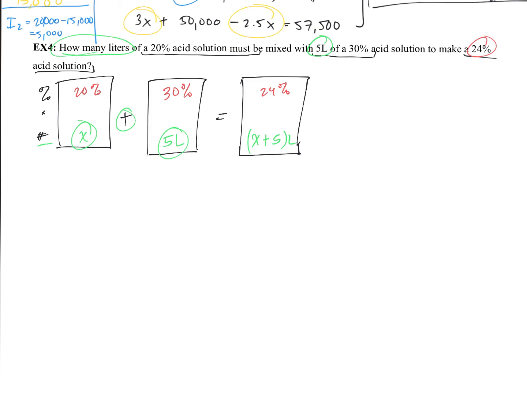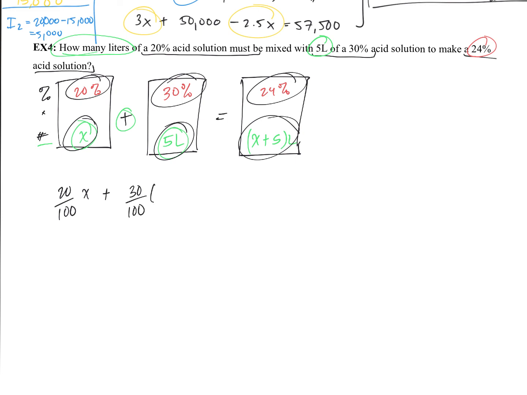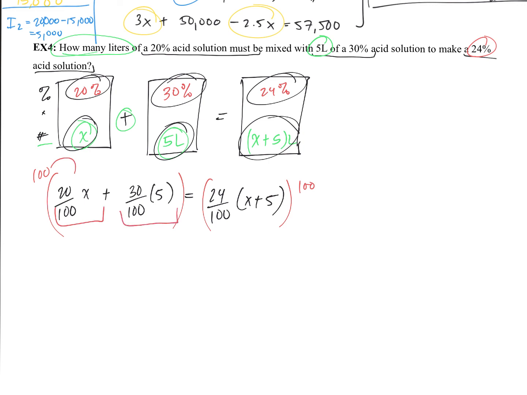Okay, and right there we can just pull from that our equation. So we'll have the 20% times the x, the 30% times the 5, equal to the 24% times the x plus 5. But we can't have percentages in equations, so we either have to write a decimal or a fraction, and I tend to like the fractions. Times the 5 equals 24 over 100 times the x plus 5. Okay, so now I want to get rid of the fractions. Go ahead, multiply both sides by 100 to get rid of those hundreds. That will distribute in to each of the separate terms. When I do that, the hundreds will cancel.